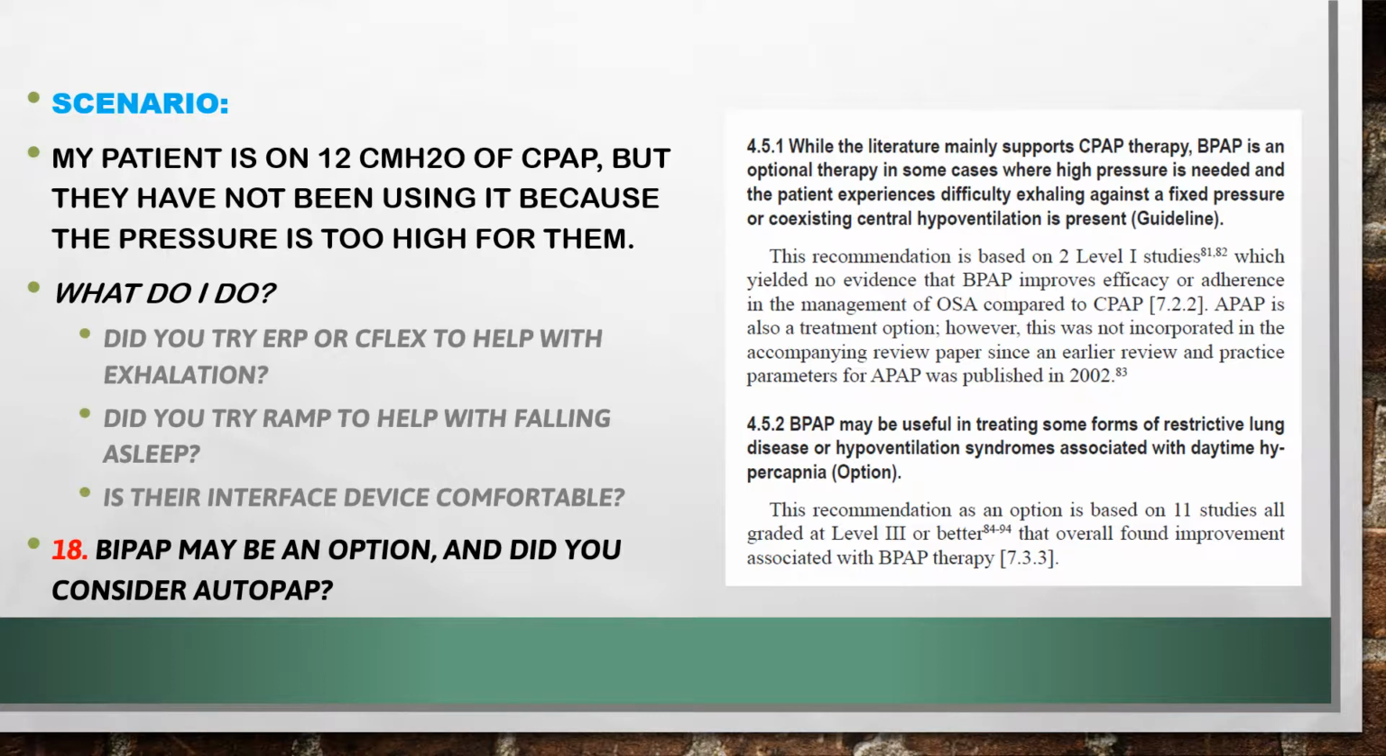Okay, so according to those, let's assume we did all of those. Let's read these rules now and see if we can answer the what do I do after we've done these things. While the literature mainly supports CPAP therapy, BiPAP is an optional therapy in some cases where high pressure is needed and the patient experiences difficulty exhaling against a fixed pressure, or coexisting central hypoventilation is present. You can go on to read, this recommendation is based on two level 1 studies.